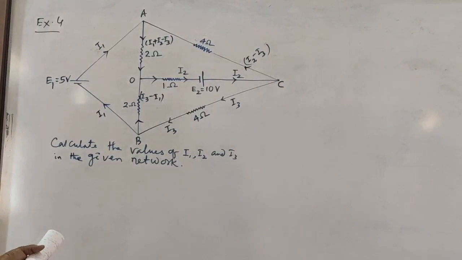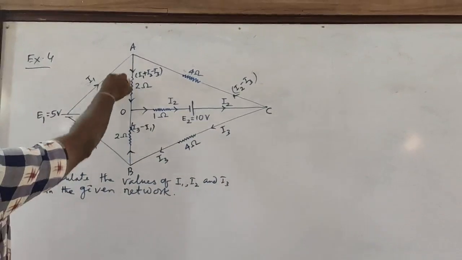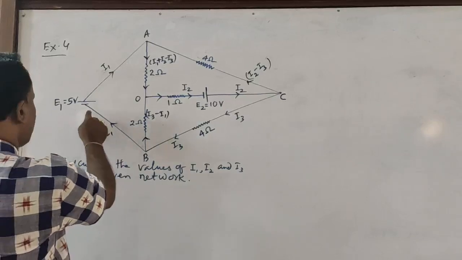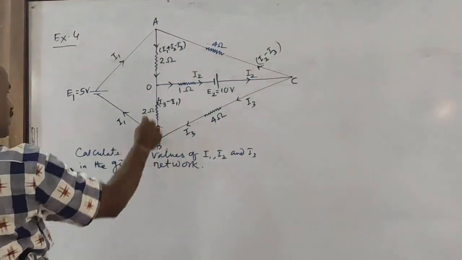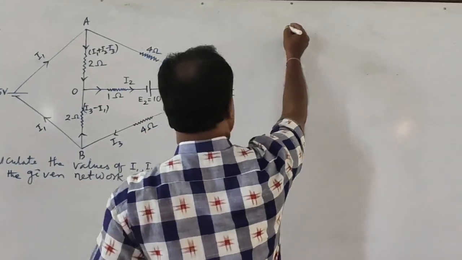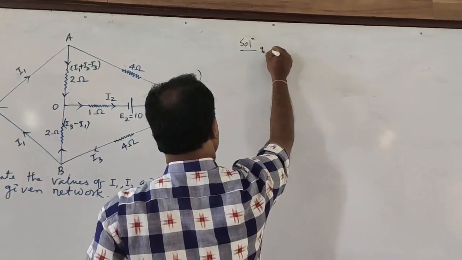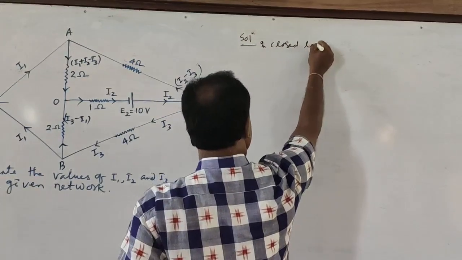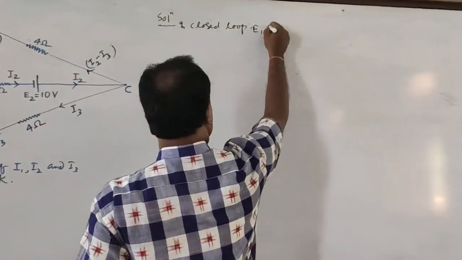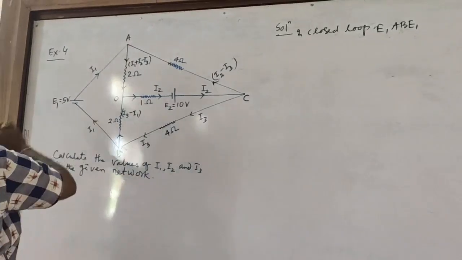So how do we find the values of I1, I2, I3? First of all, I want to select the closed loops. For easier convention, I choose the closed loop E1 A B E1. This point I will also take as E1. E1 A B E1 is one of the closed loops.